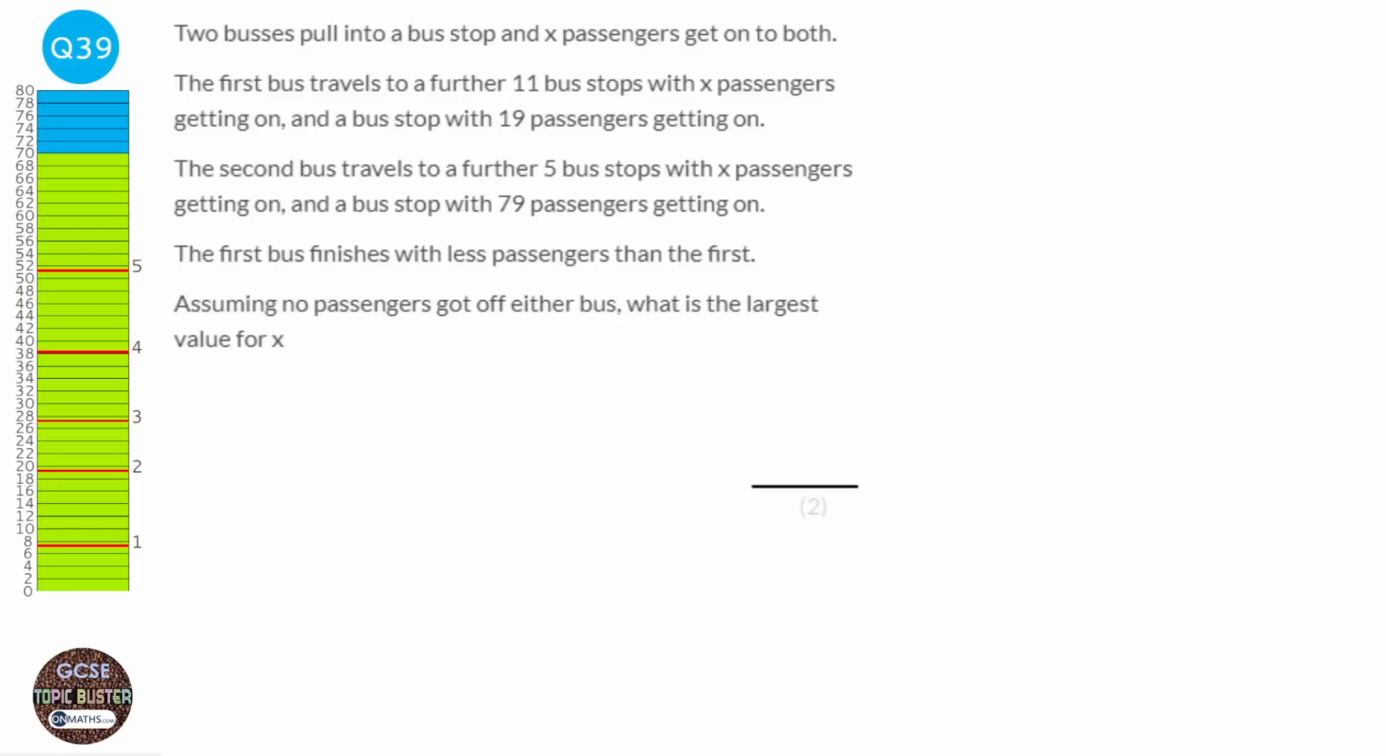So we're going to write an expression for the amount of people on the first bus. They've started with X passengers and they've gone to 11 bus stops with X passengers. So altogether that is 12X. So we're going to have the first bus, and so we've got 12X.